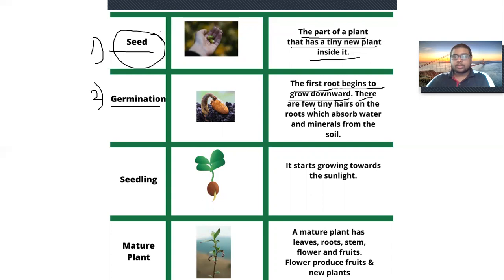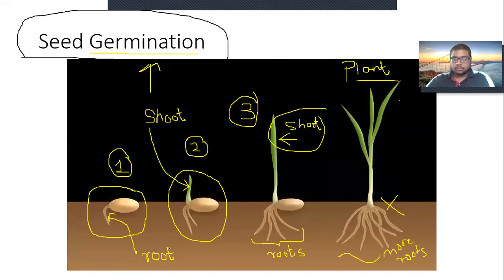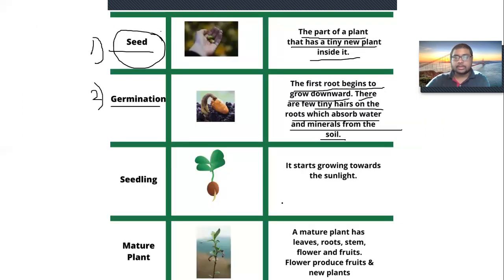Then there are a few tiny hairs on the root which absorb water and minerals from the soil. So as the root goes downward, it absorbs nutrients from the soil. Roots have very thin hairs like this. Those thin hairs absorb water and other nutrients from the soil. And that helps the seed to grow into a plant, isn't it?